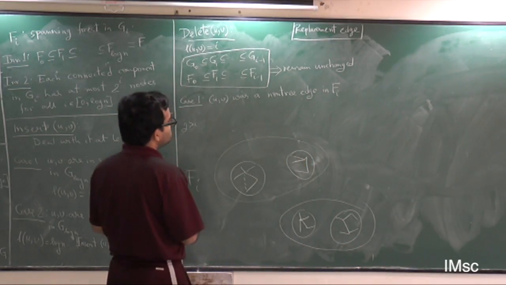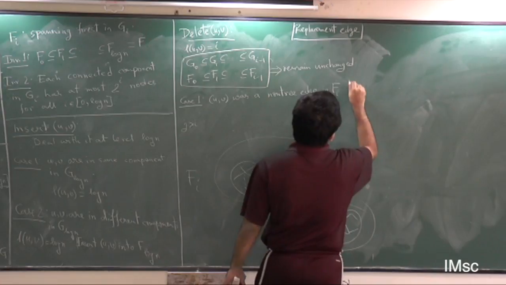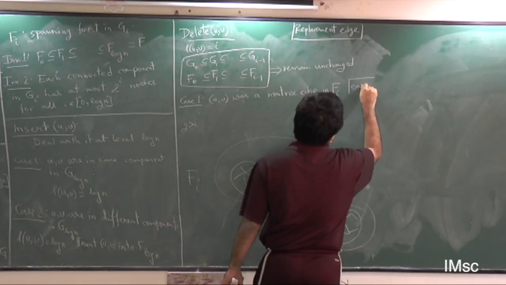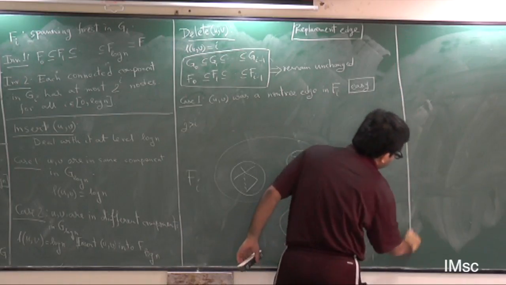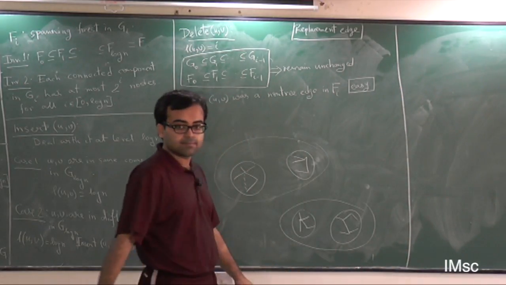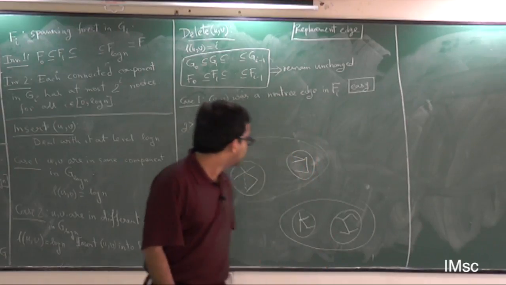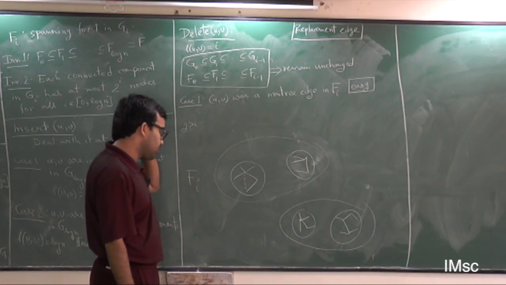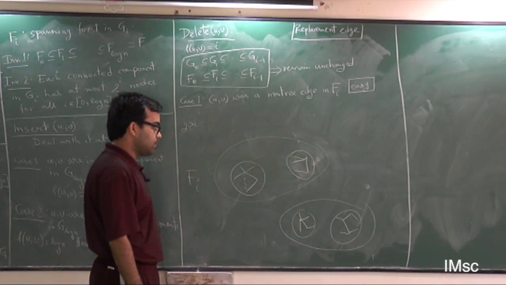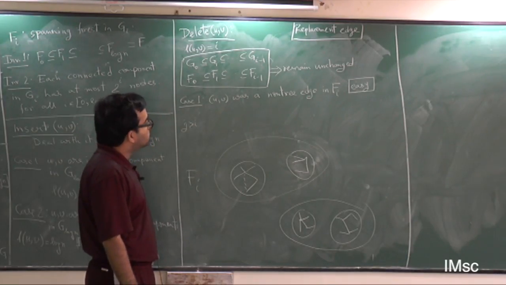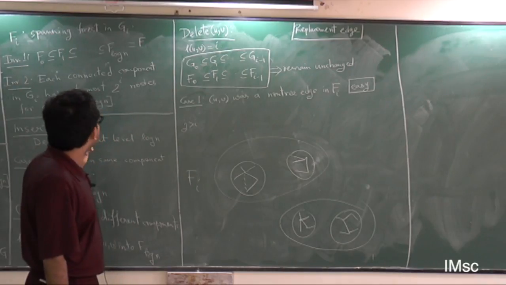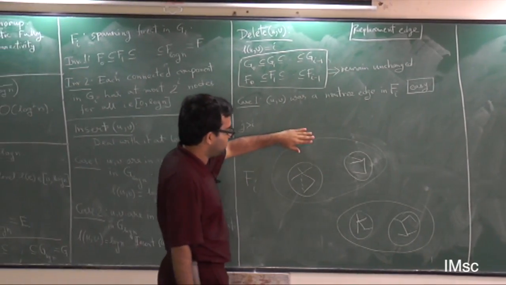Okay. So this case is easy. There is a non-tree edge in level i. Does that mean it will be a non-tree edge in level i plus 1 as well? Yes. Why is it? It's because of how these forests are being constructed, right? So again, just look at this picture.